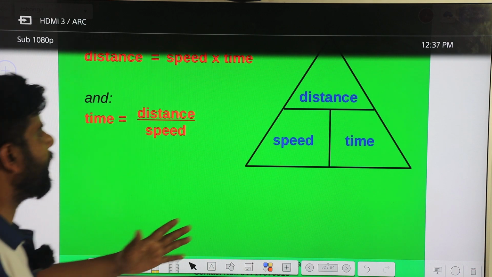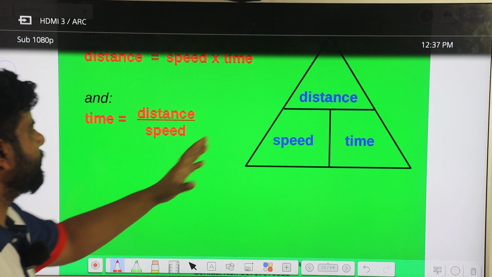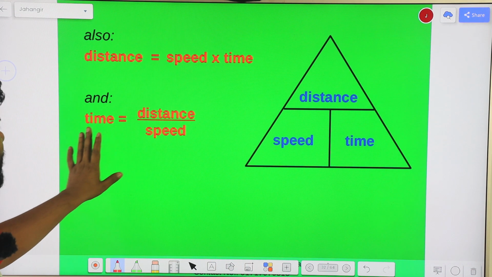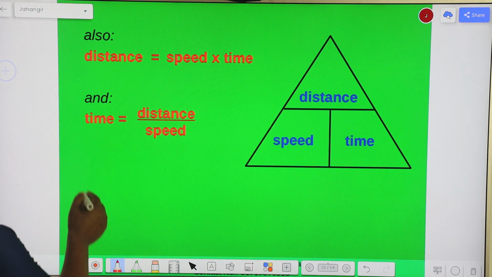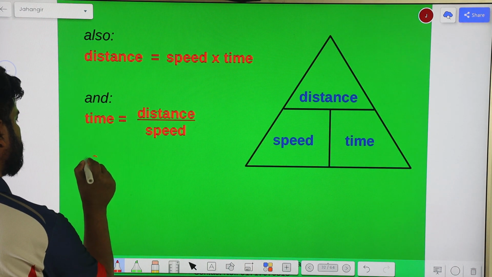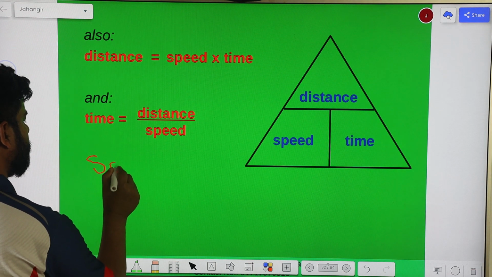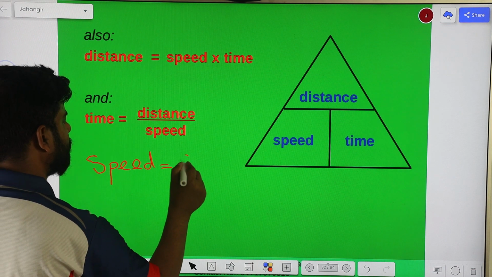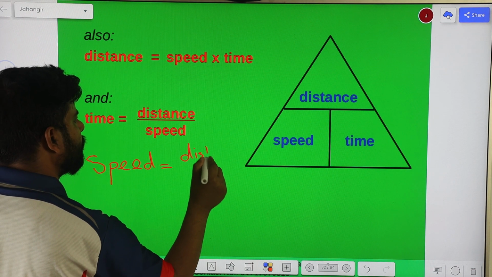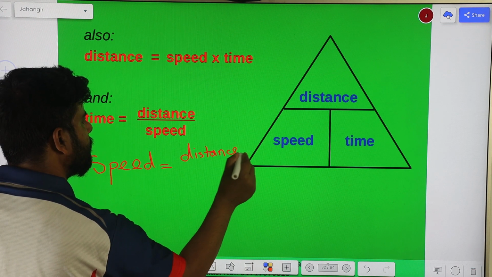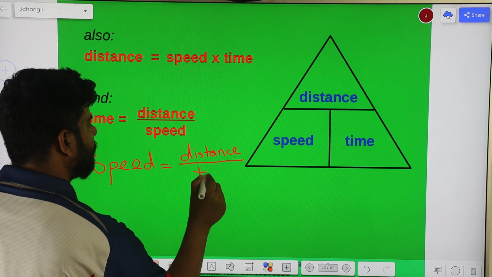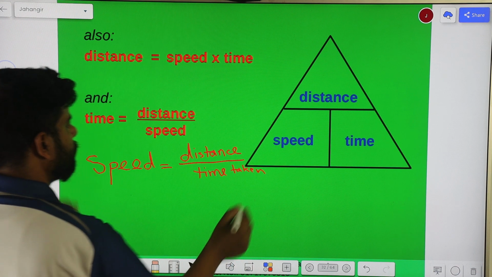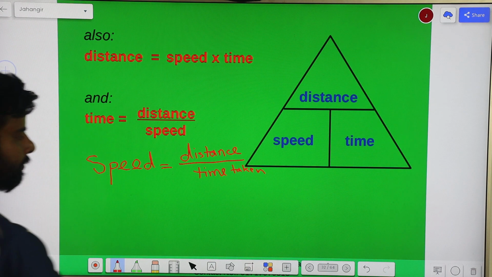Now there is a formula triangle: distance, speed and time. Distance equals speed times time, and time equals distance divided by speed. Speed equals distance moved divided by time taken.